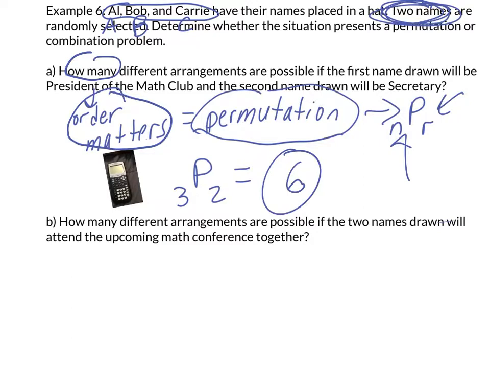We're still just picking out 2 names, but part B says how many different arrangements are possible if the 2 names drawn will attend the upcoming math conference together. So if they're both going to go to the same exact conference, who cares if I draw your name first or if I draw your name second? It's not going to result in a different outcome. So for that reason, the order I draw the names no longer matters.